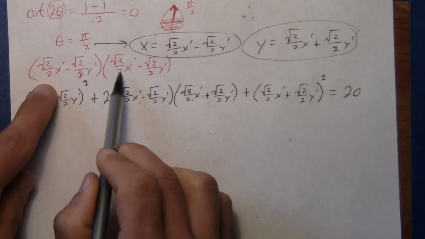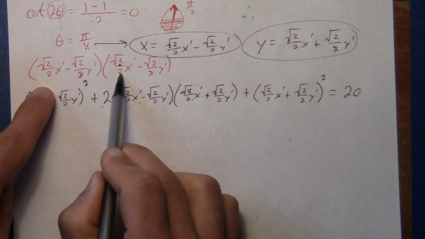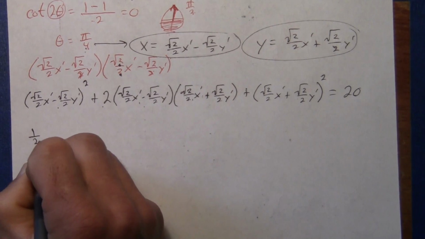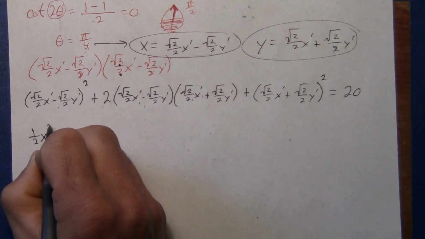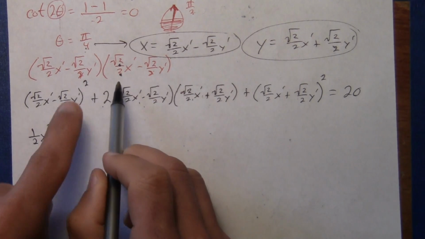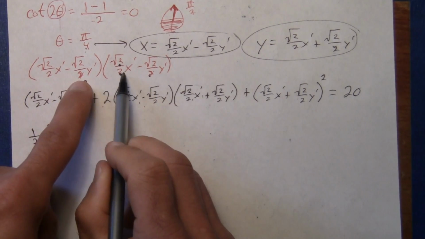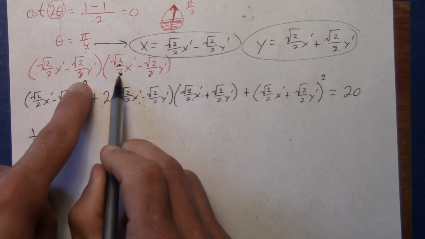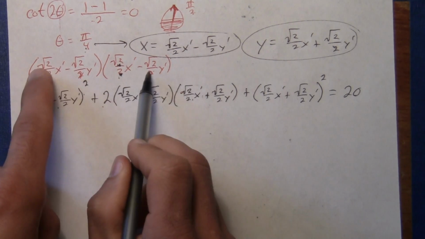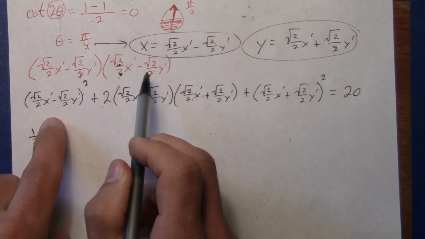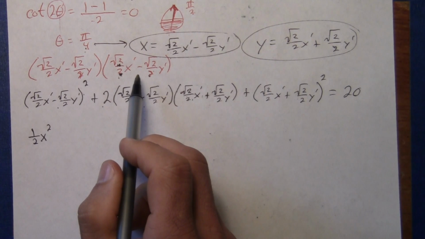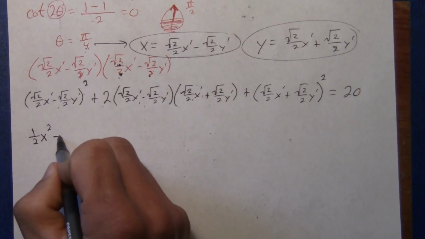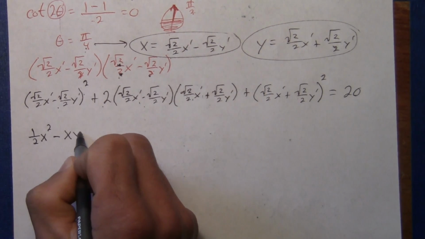So when I multiply the first together, I get 2 over 4, or 1/2 x prime squared. I'm going to leave the prime off. The insides and outsides are exactly the same. So when I do the insides, I get 2 over 4, negative 2 over 4. The outsides is also negative 2 over 4. Negative 2 over 4, negative 2 over 4 gives me negative 1 xy.